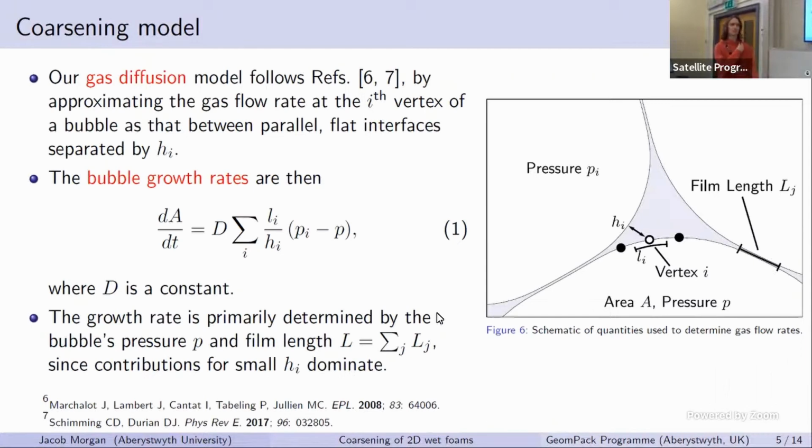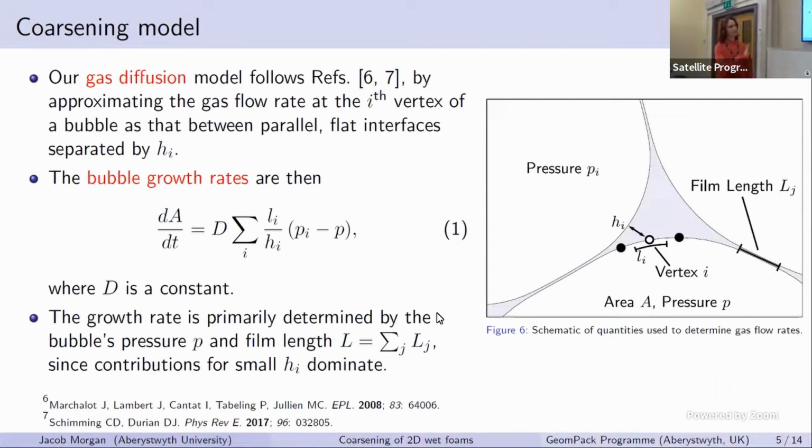It's a kind of first approximation that allows you to consider both the gas flow through the thin films and also pick up contributions from gas transfer across the plateau borders, the collection of liquid where the films meet each other, the threefold thing in that picture. By adding up the contributions for each vertex on a bubble, you then obtain its growth rate, dA by dt.